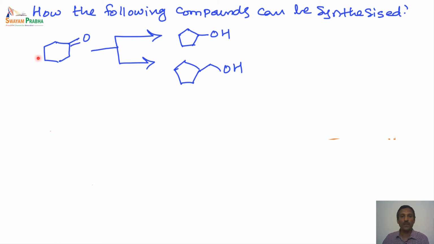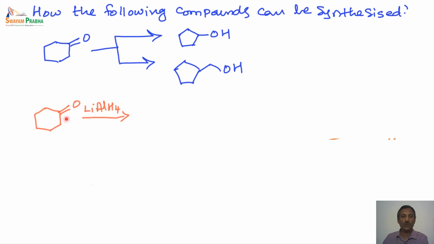So next we have to find out how we can prepare two different alcohols from this particular cyclohexanone. So here we have a 6 carbon unit, here we have a 5 carbon unit, here we have 6 carbon unit, but it is a 5 plus 1 unit and not a 6 unit directly. So we have to find out how we can synthesize each one.